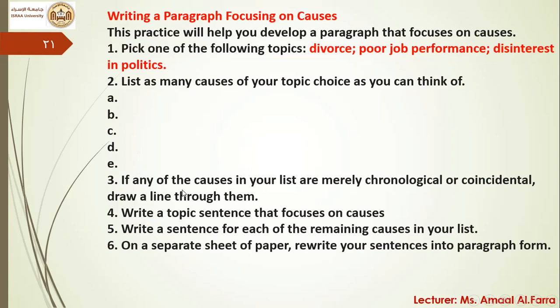The second step: if any of the causes in your list are merely chronological or coincidental, draw a line through them. It means rearrange them chronologically. Put them in chronological order. Then you are going to move to number 4, that is, write a topic sentence that focuses on causes. Here the paragraph is about focusing on causes. So after choosing the topic, listing your causes, then drawing a chronological order, you can then write your topic sentence which focuses on causes.